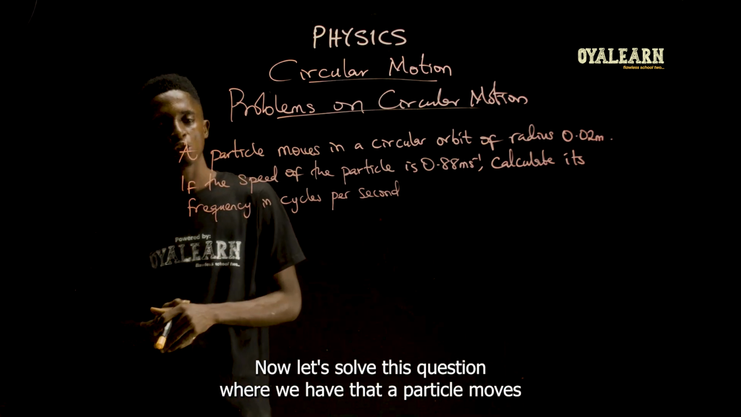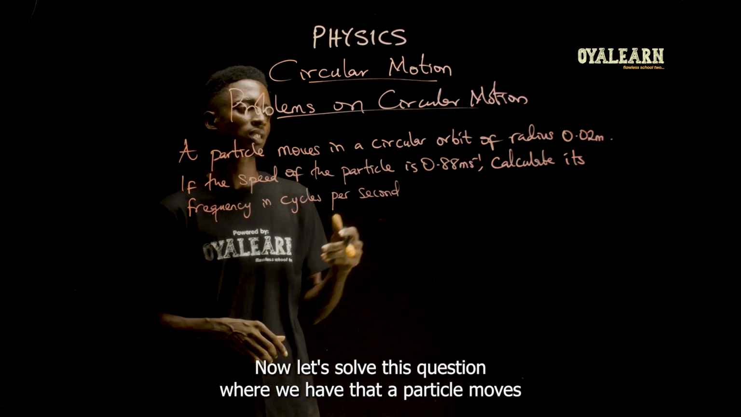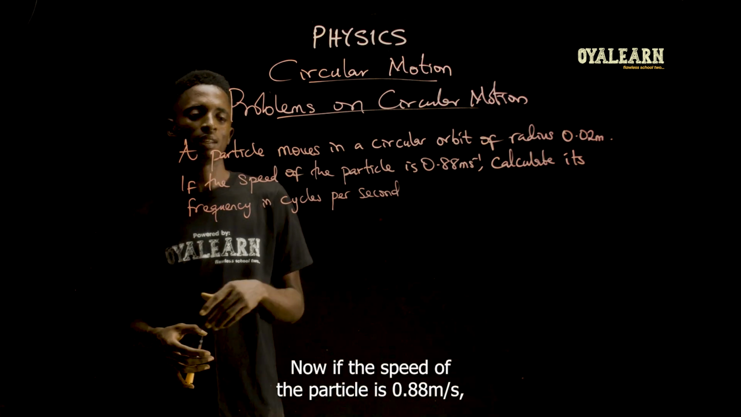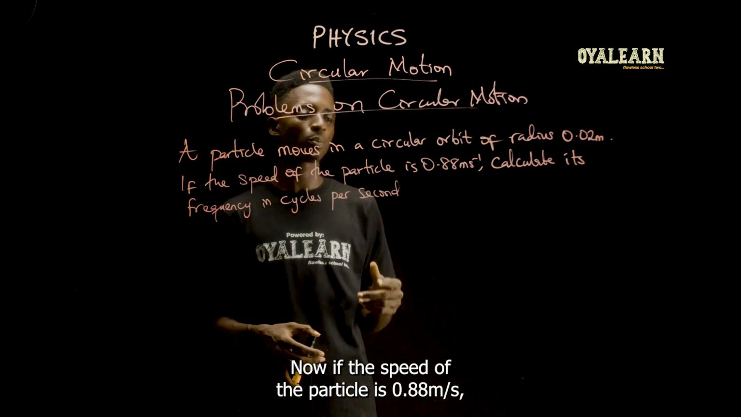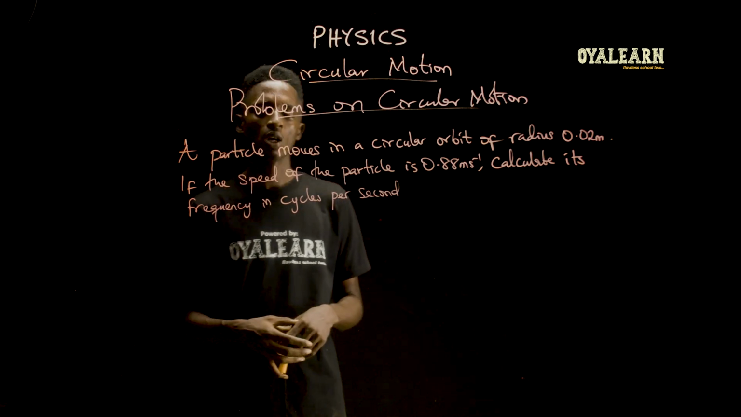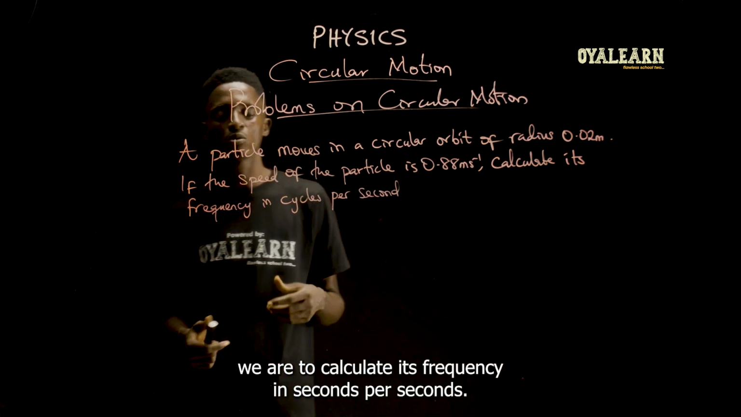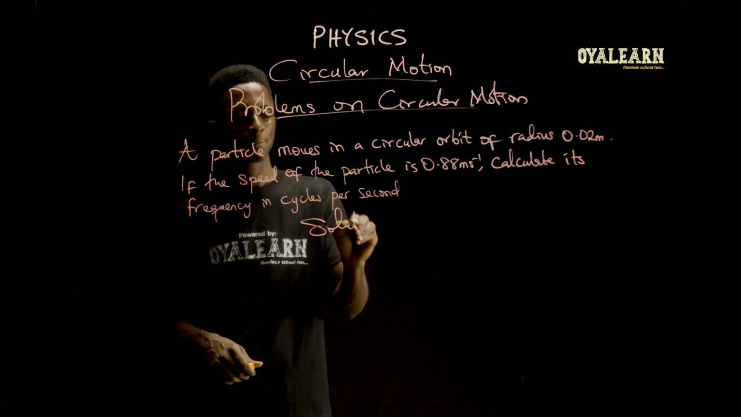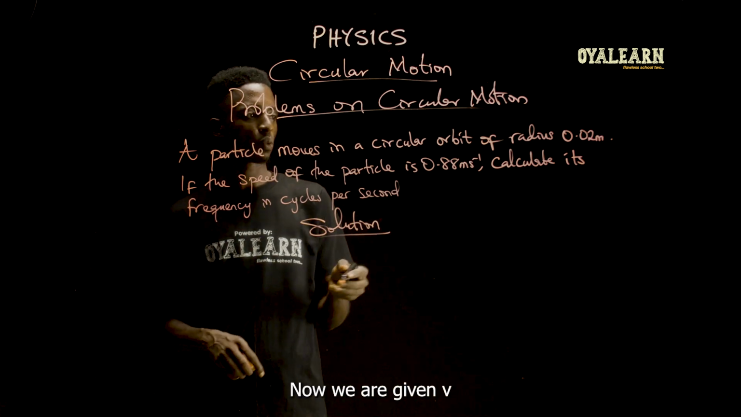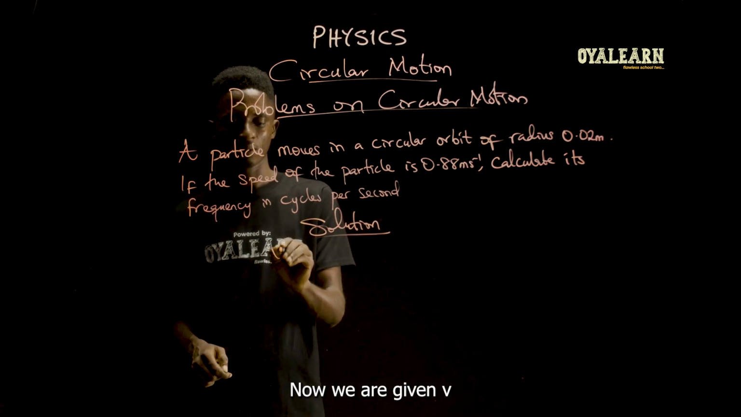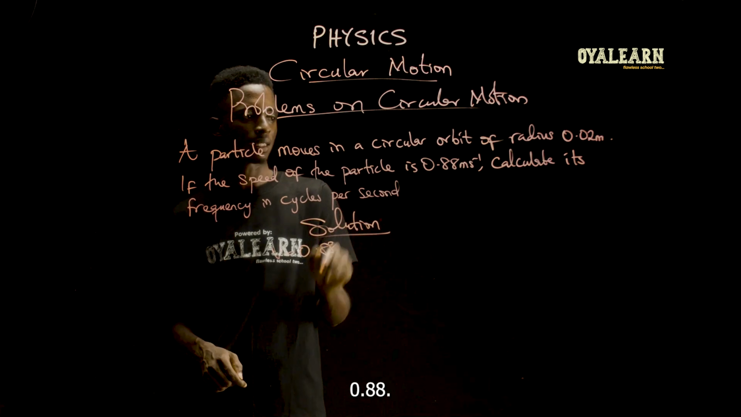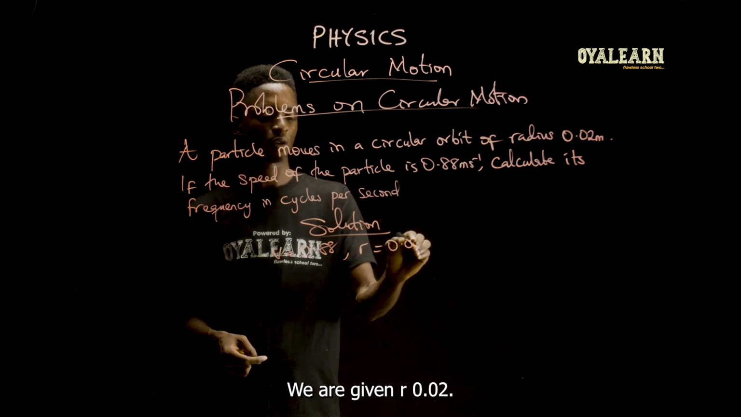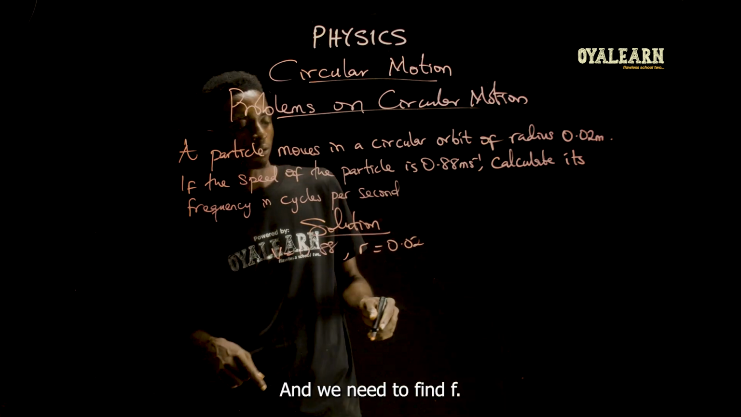Now let's solve this question where we have that a particle moves in a circular orbit of radius 0.02 meters. Now if the speed of the particle is 0.88 meters per second, we have to calculate its frequency in circles per second. So here's the solution. Now we are given V as 0.88. We are given R as 0.02, and we need to find F.